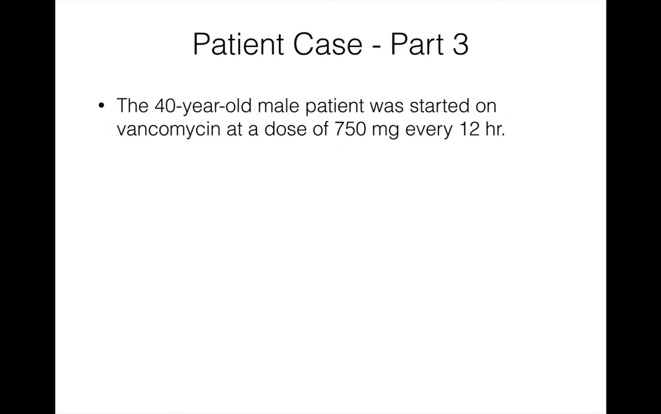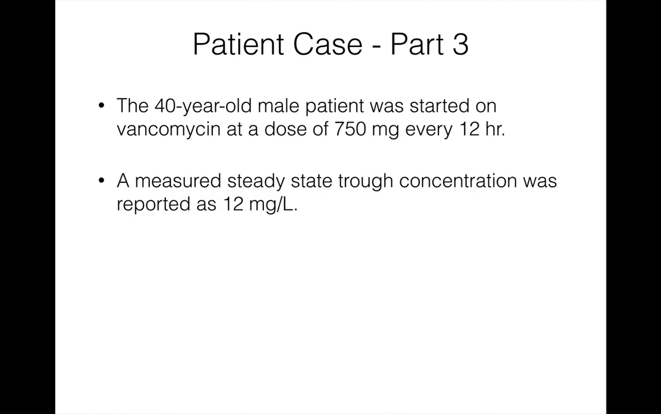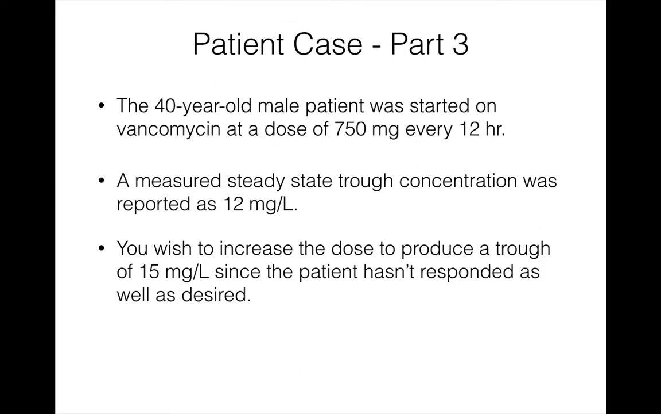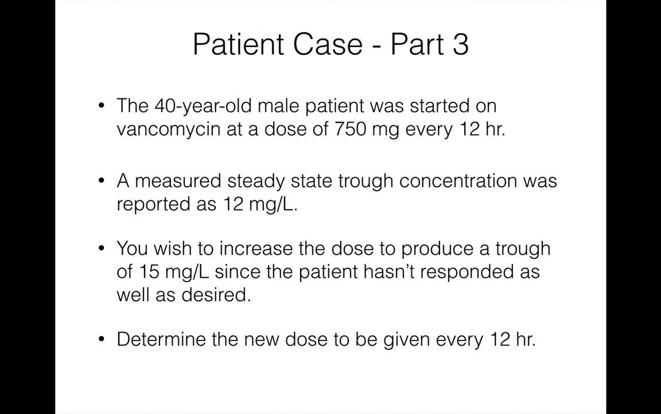For part 3 of the case, the patient is actually started on vancomycin at a dose of 750 milligrams every 12 hours. A measured steady-state trough concentration was reported as 12 milligrams per liter. Now remember, the predicted on 750 is 14.6, so our patient clearly has a faster clearance than that predicted from the population values. Suppose we wish to increase the dose to produce a trough of 15 milligrams per liter, since the patient isn't responding as well as we might desire. What we'll do now is determine the new dose to be given every 12 hours.